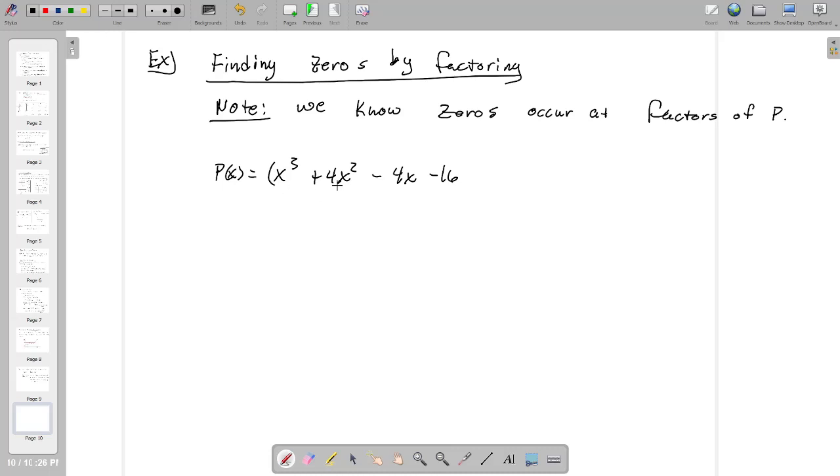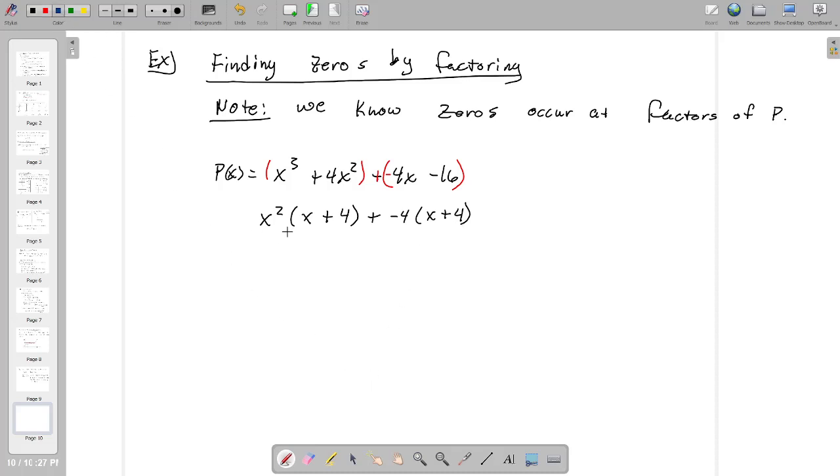Here, what I'm going to do is group the first two and the last two. Do a plus and negative here so that we have a positive sign in between the two parentheses. Factor out what you can. You get x squared here. Factoring x squared out of x cubed, we're left with x plus 4. Plus, factor a negative 4 out, and we have x plus 4.